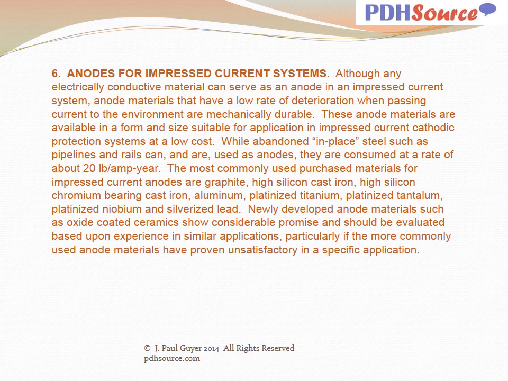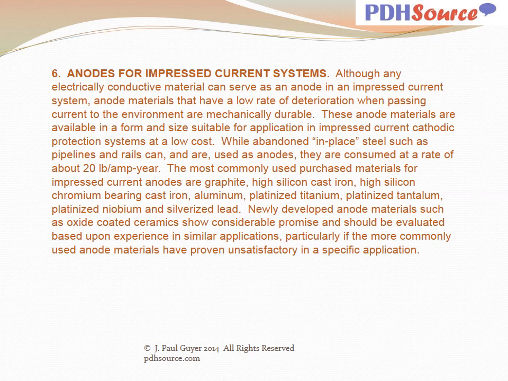Although any electrically conductive material can serve as an anode in an impressed current system, anode materials should have a low rate of deterioration when passing current to the environment and be mechanically durable. These anode materials should be available in a form and size suitable for application in impressed current cathodic protection systems at a low cost. While abandoned in-place steel, such as pipelines and rails, can and are used as anodes, they are consumed at a rate of about 20 pounds per ampere year.